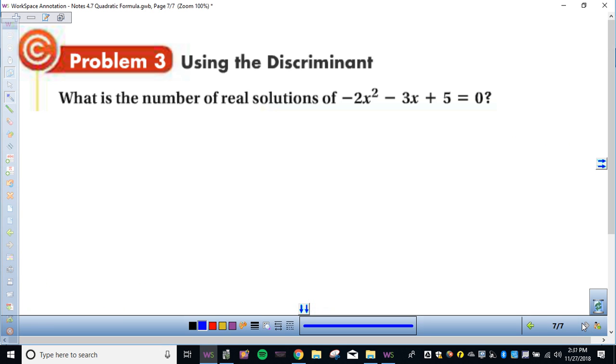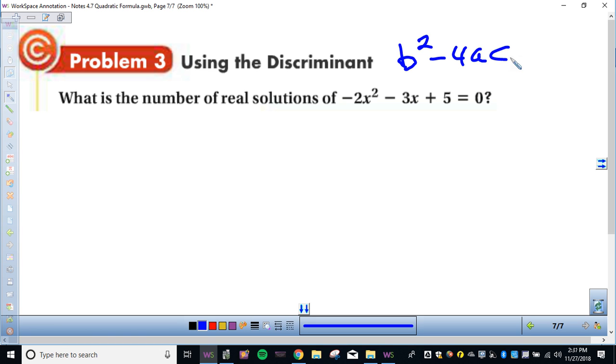Yes. All right, write this one down. -2x squared minus 3x plus 5 equals 0. And we're only doing the discriminant. Remember, the discriminant is just b squared minus 4ac. If the discriminant is positive, how many real solutions? If the discriminant is positive, you have 2. If the discriminant is negative, how many solutions? None. If the discriminant is 0, how many solutions?